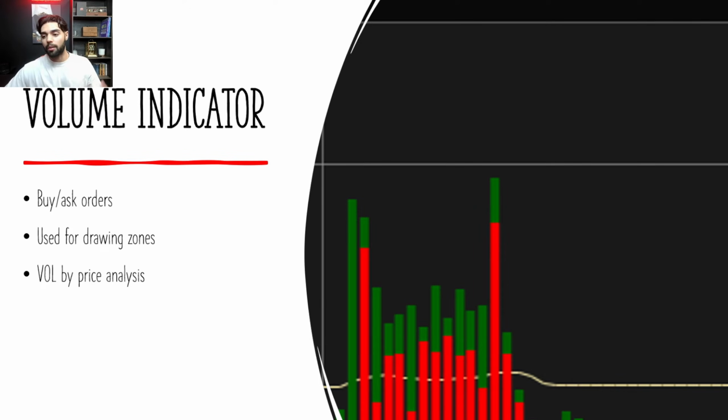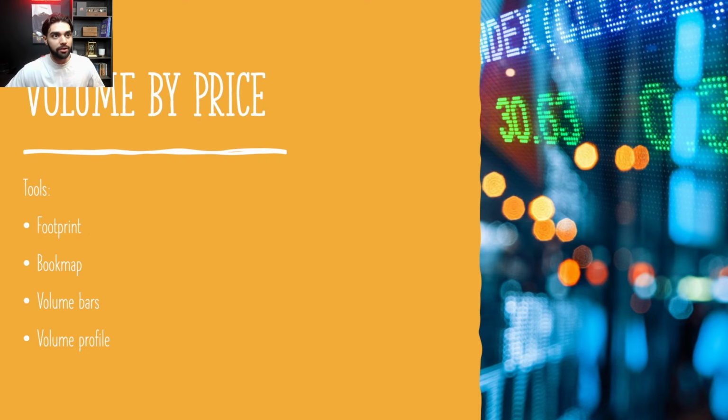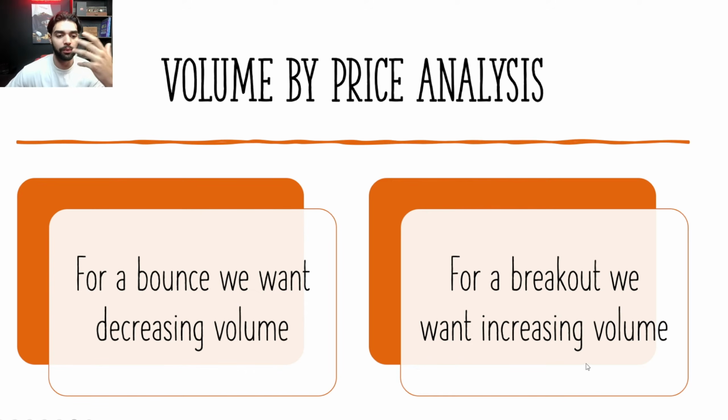Also it can be used for volume by price analysis. If you see volume die off as the move is going up, there's a good chance it will reverse. If you see volume pick up as the move is going up, there's a good chance price will continue. These are the tools I use for volume by price analysis: footprint chart, bookmap, volume bars, and the volume profile. We talked about these two down here. These two are going to come here in a second. Now, for volume by price analysis, this is what I use it for.